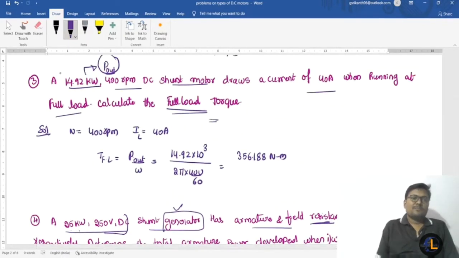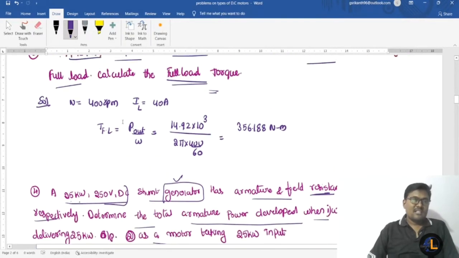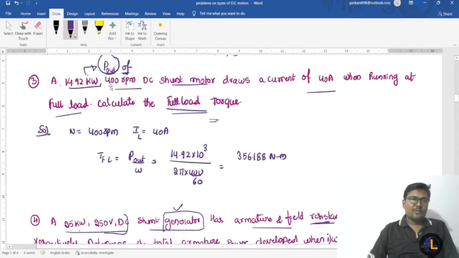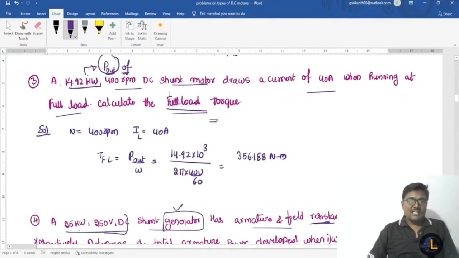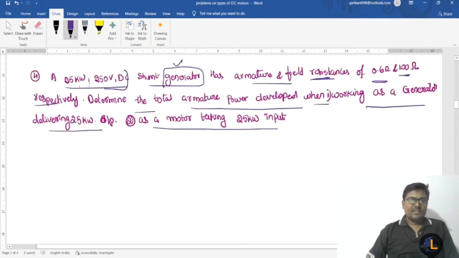See, in the previous problem there is a small correction. It has a power output of 14.92 kilowatts. Generally, if 14.92 kilowatts, 400 RPM DC shunt motor is given, we can take it as input power if the voltage is mentioned. But it is clearly mentioned at 400 RPM 14.92 kilowatts, so that's why we can take it as the full load output, right? Yes, what is the solution for this one?